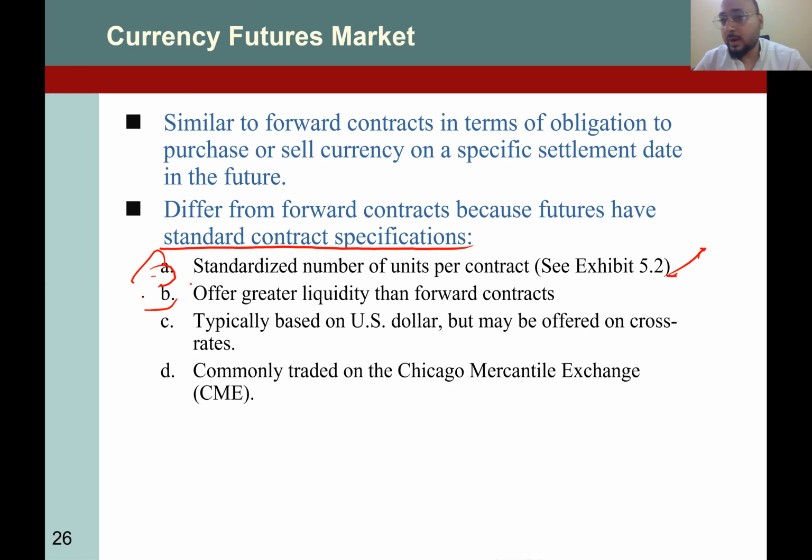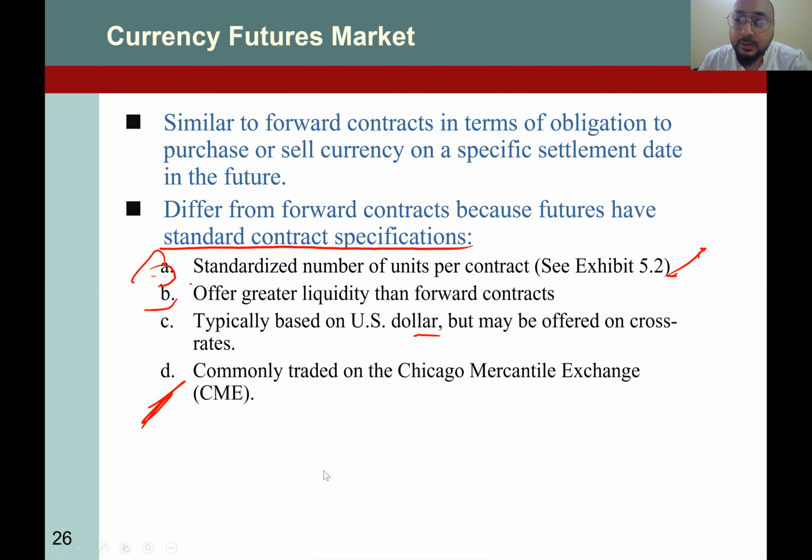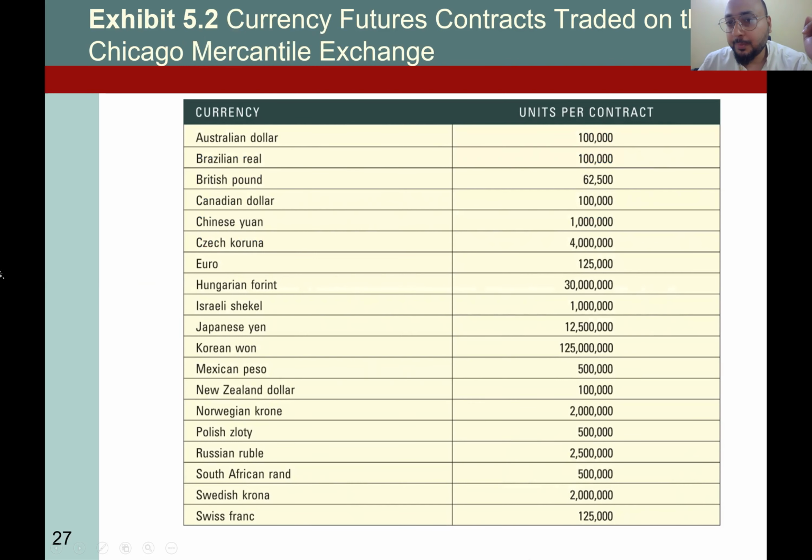It offers greater liquidity. Why? Because it is traded on exchange. So typically it is based on US dollars, but can be offered on cross rates as well. So normally we use CME, Chicago Mercantile Exchange. Okay, we use Chicago Mercantile Exchange to normally purchase currency futures. So if an exchange is handling the contract, we call this a future. Future is more standardized, not customized. So let's just see. So this is the standardization.